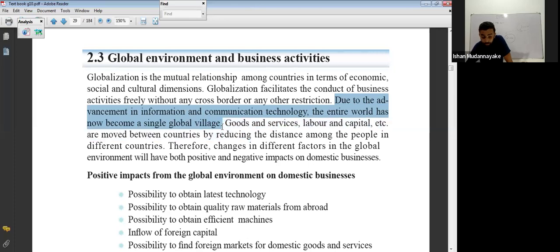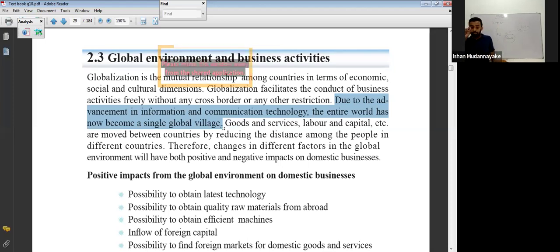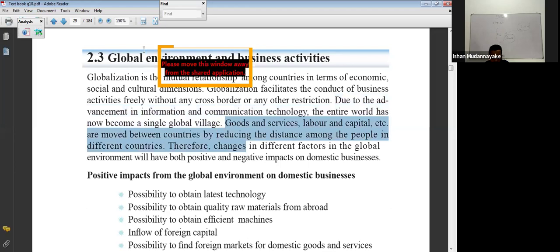We have discussed this point in chapter 1, on page number 1: the reason to consider the whole world as a global village. The reason is the development in information and communication technology. Now, next sentence.